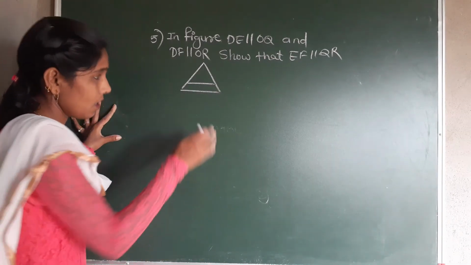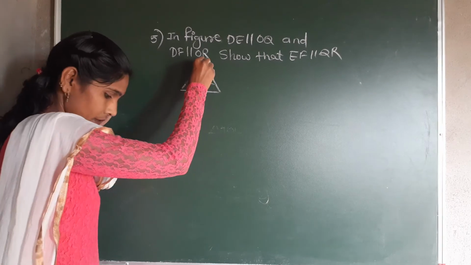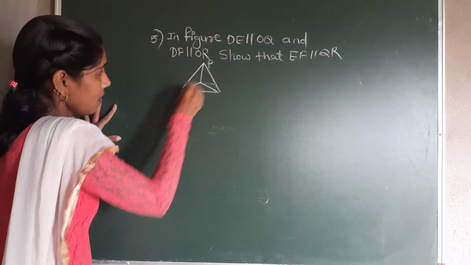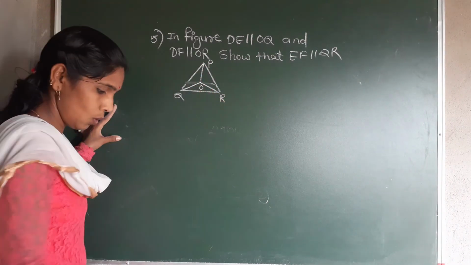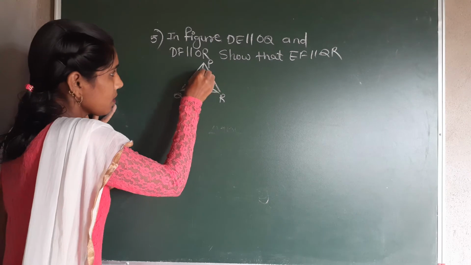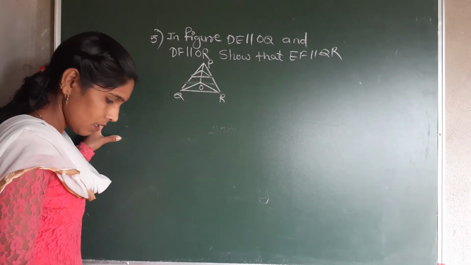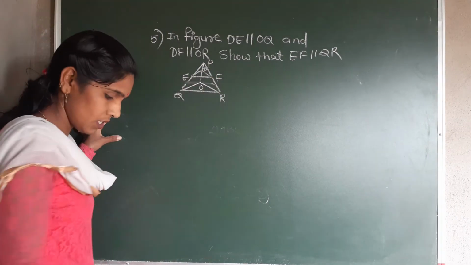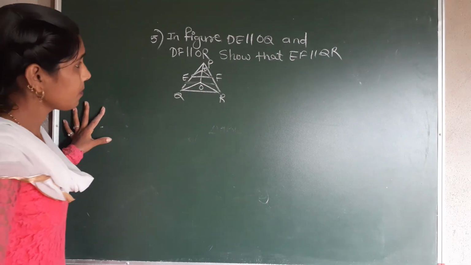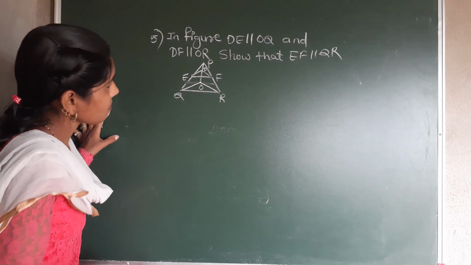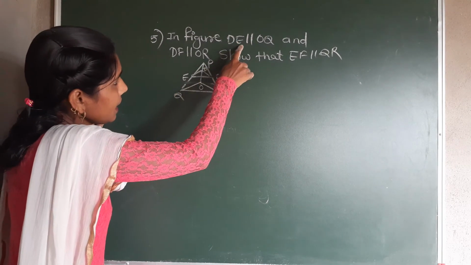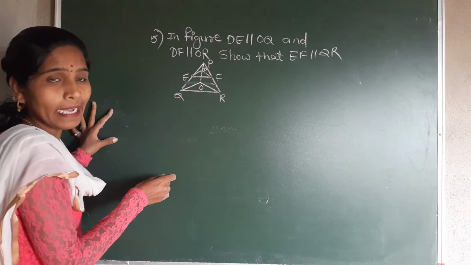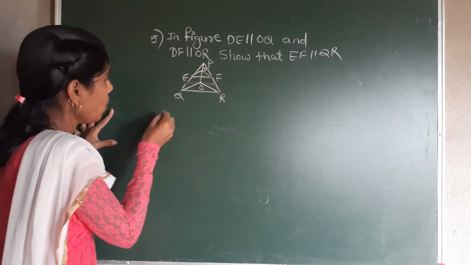Figure given here: P, Q, R, this is O, and here E, F, this is D. This is the given figure. Here given DE is parallel to OQ. DE is parallel to OQ means we have to take triangle PQO.